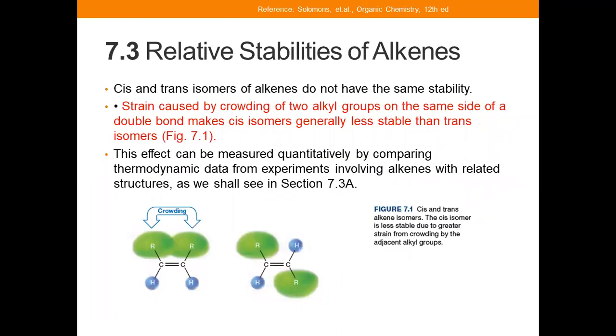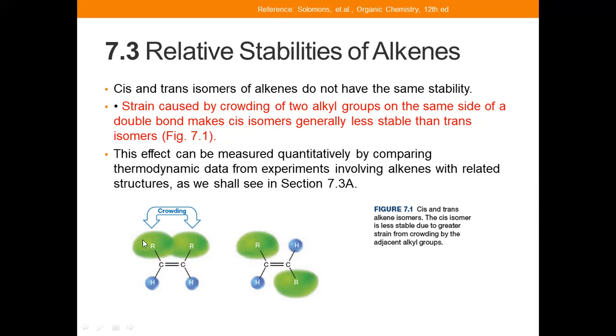So now let's go to the relative stabilities of alkenes. Cis and trans isomers of alkenes do not have the same stability. Why is that? Strain can cause crowding of two alkyl groups on the same side of a double bond, which makes the cis isomers generally less stable than the trans. So the trans are much more stable than the cis. This effect can be measured quantitatively by comparing the thermodynamic data from experiments involving alkenes with related structures.